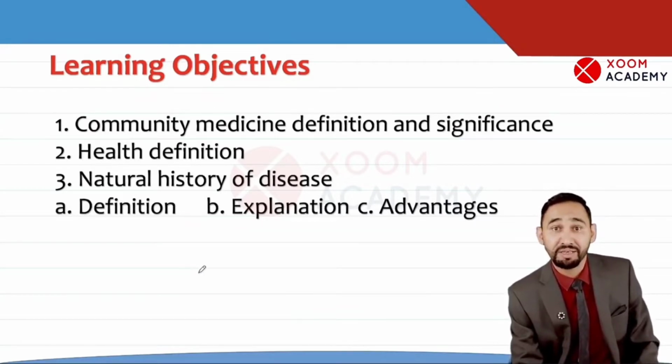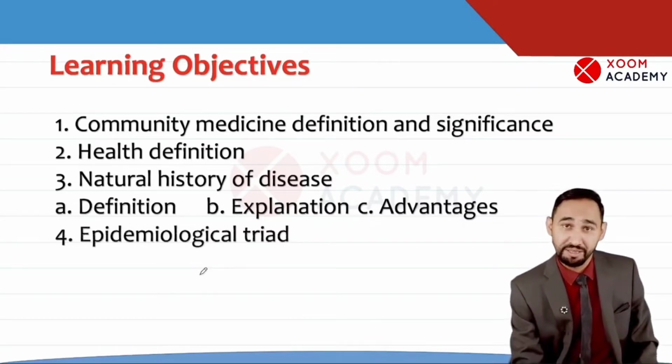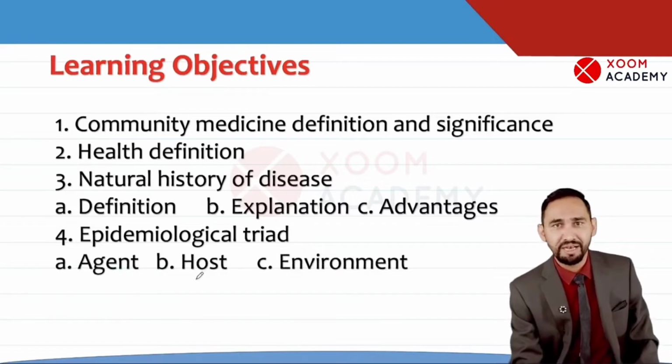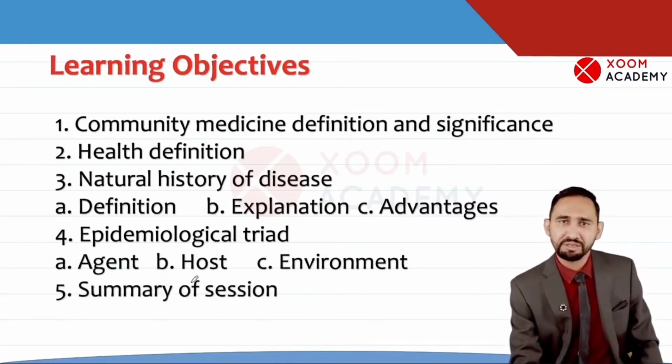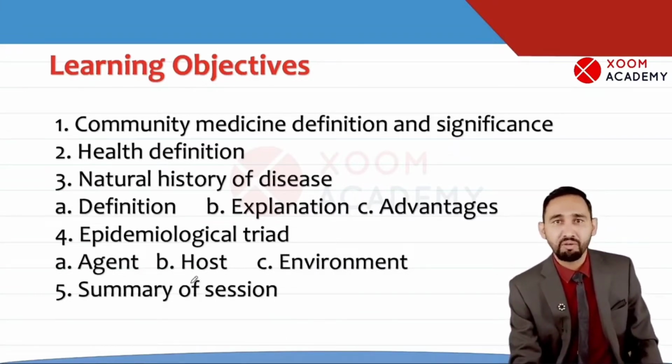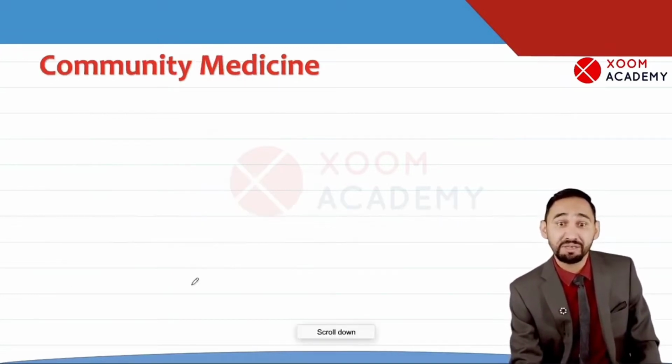Then we will discuss the epidemiological triad according to agent, host, and environment. In the end, we will summarize the session. At the end of the session, you will be able to know about community medicine definition, about health definition, about natural history of disease and epidemiological triad. So let's start with community medicine.